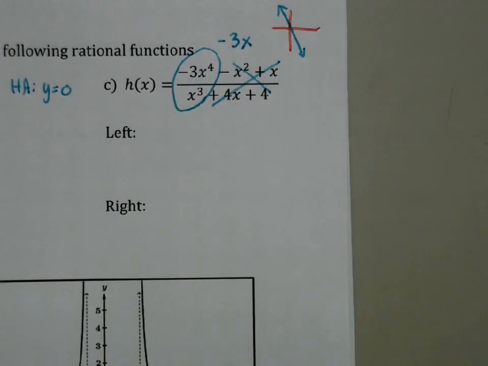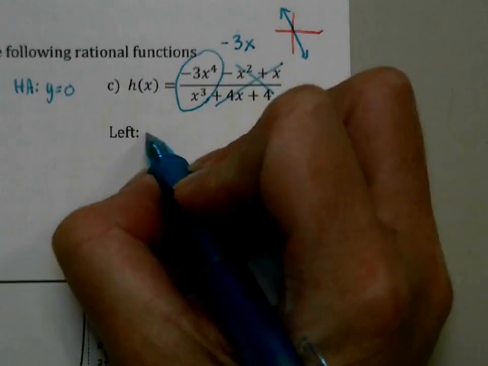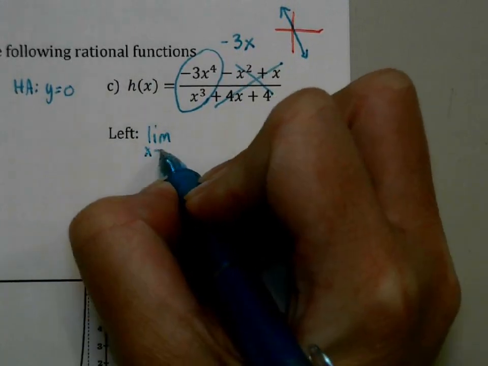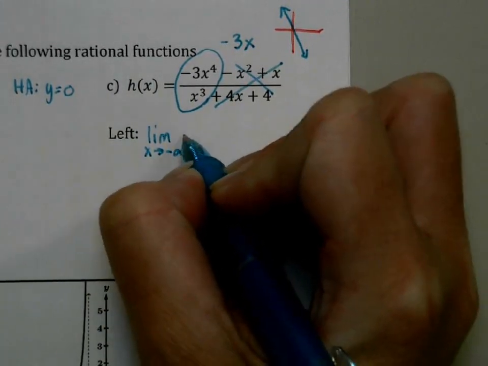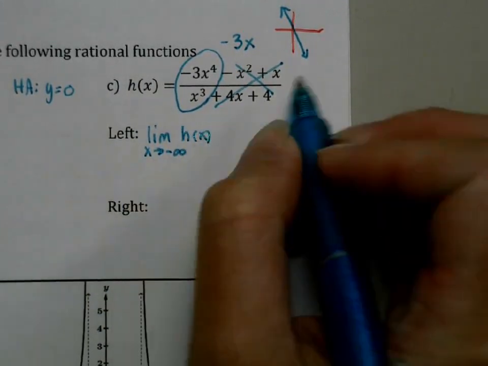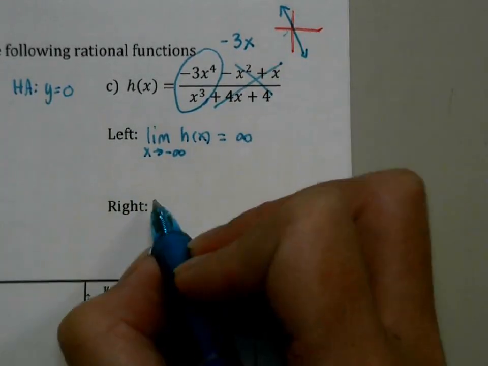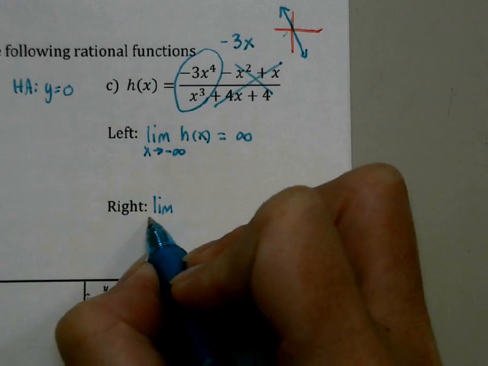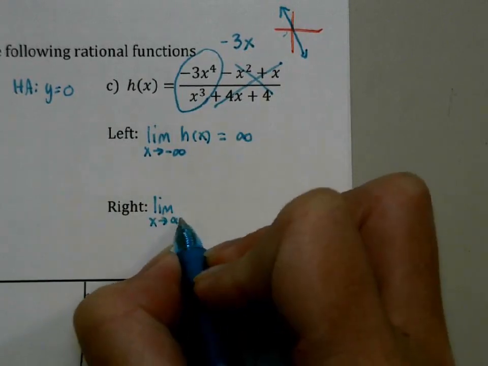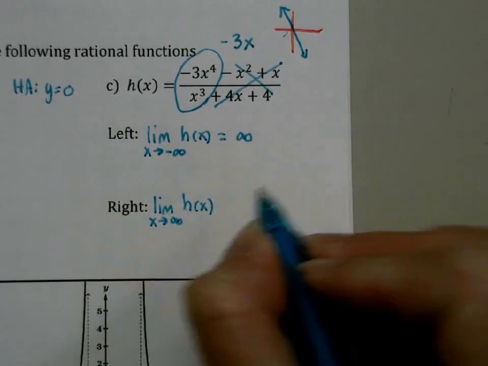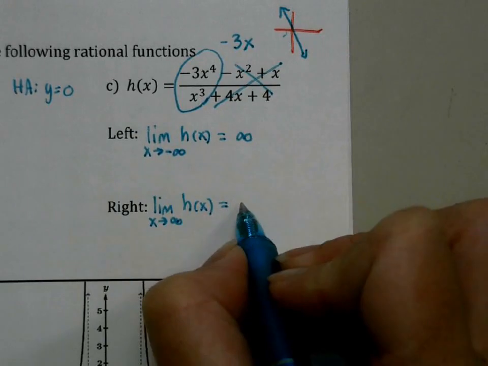So as we go to negative infinity, then my graph is going to positive infinity. As we go to positive infinity, then we are going to negative infinity.